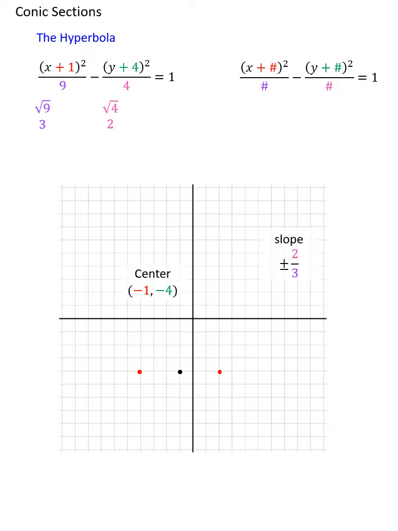So all I have to do now is draw lines through the center, one with a slope of 2/3 and the other with a slope of -2/3. And I now have the two asymptotes of the hyperbola.